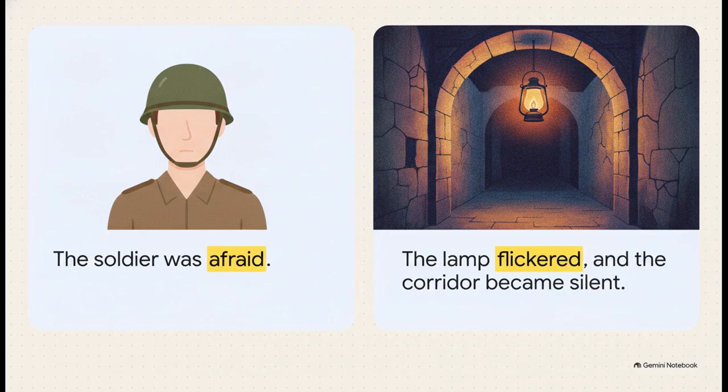Now, the objective correlative approach is, "The soldier heard footsteps outside the door. The lamp flickered, and the corridor became silent." See the difference? The external circumstances literally force you to experience the suspense and dread. The environment itself is doing the emotional work.